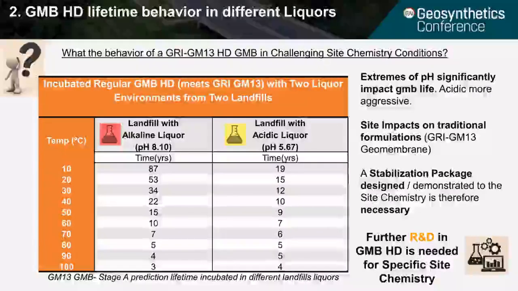In addition, it can be clearly observed how the liner behaves differently in each liquor. It shows a significant impact of the acid liquors on the geomembrane lifetime in comparison with the alkaline one. Moreover, it can be observed how the influence of temperature affects significantly above 70 degrees, equaling the lifetime prediction from this temperature onward. Given these results, a deeper research has been done to understand the behavior of a standard GRI GM13 geomembrane in acidic solution.